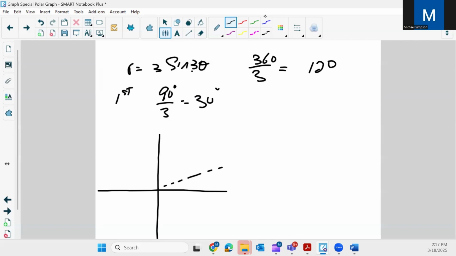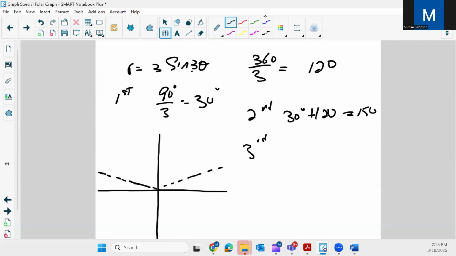So if the first one starts here, the second one is going to be 30 degrees plus 120. Everybody see that? It will be 150. Where's 150? This is 180, so where's 150 going to be? Kind of guesstimate. Somewhere around here. 150. Good. That's my second one now. My third one is going to be where? I get 240.